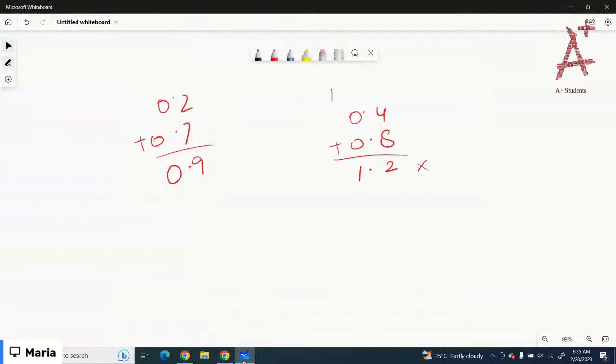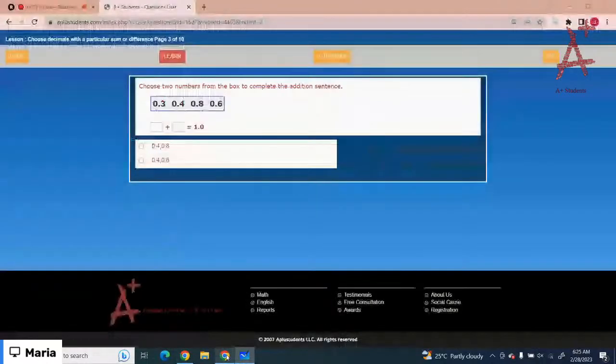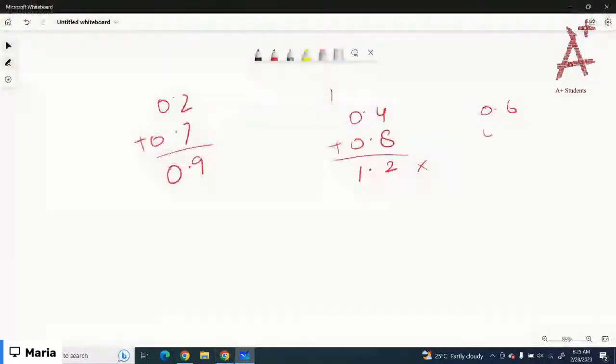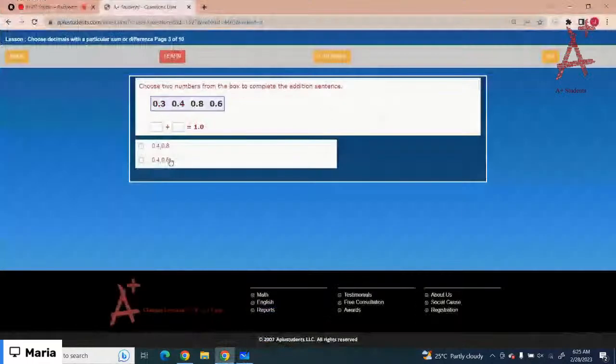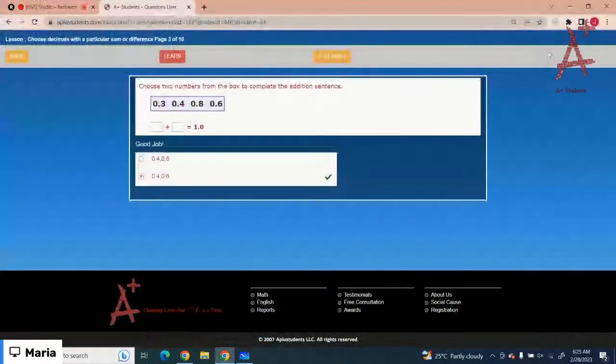Because it sums to 1.2. You have to select the one that sums to 1. So let's check the second one, 0.6 and 0.4. So 6 plus 4 makes 10, 0 and 1 carry, here you have 1. That is option number 2. Got it? 0.6 and 0.4 makes 1. Got it, everyone?